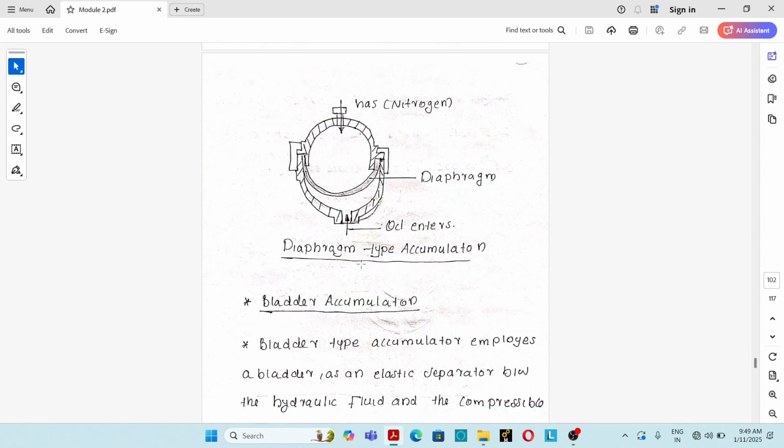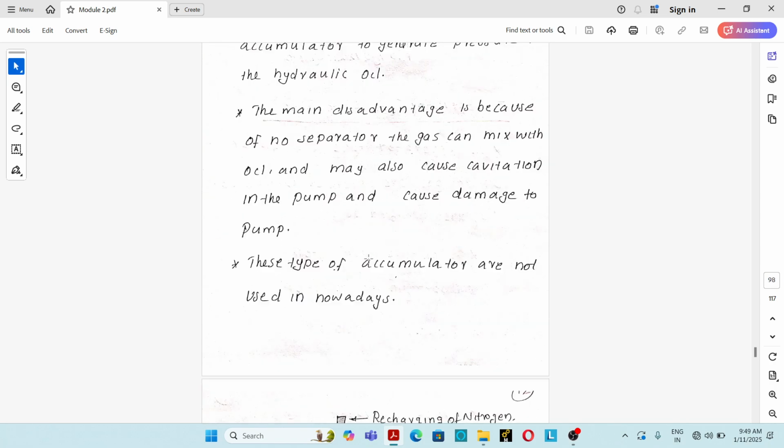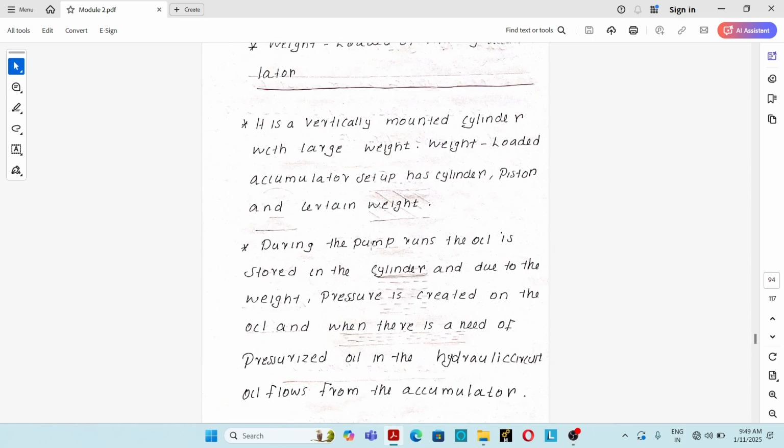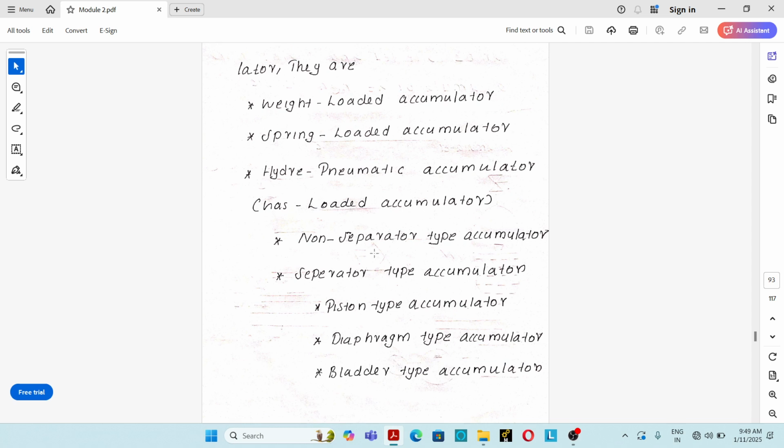This is a very important topic, classification of accumulators. Once more, accumulators are classified: weight load accumulator, spring load accumulator, hydro pneumatic accumulator, gas load accumulator, non-separate type accumulator, and separate type accumulator. Separate type has again three classifications: piston type accumulator, diaphragm type accumulator, bladder type accumulator. So these are the classifications of accumulators.